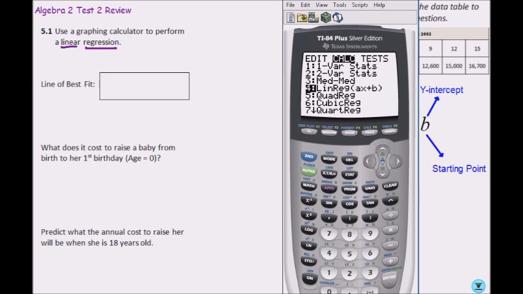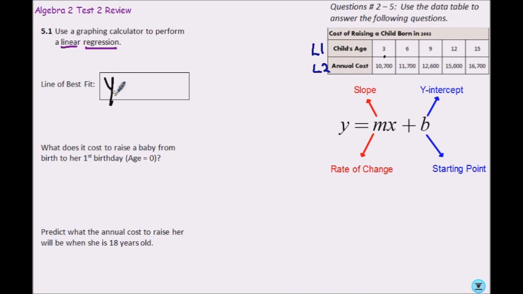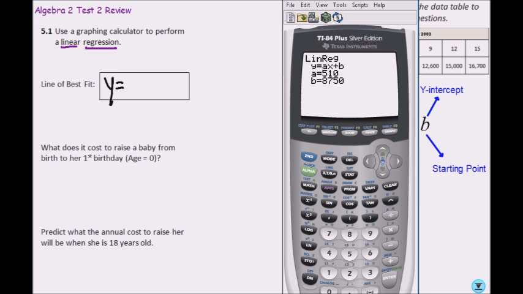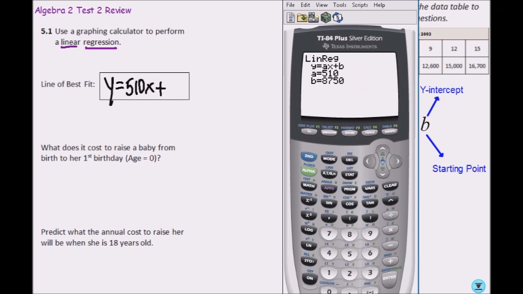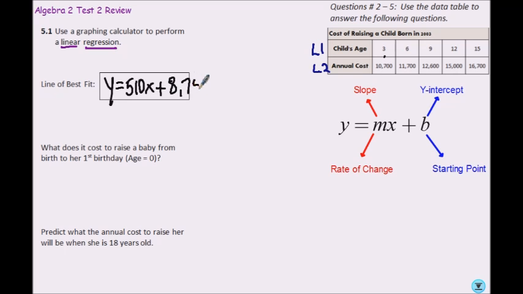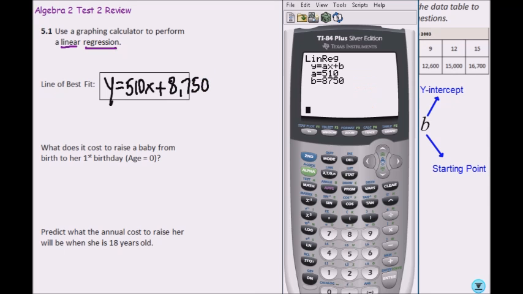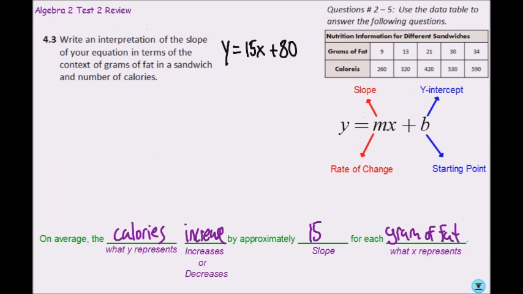So I can go ahead and hit enter, and it says linear regression ax plus b, we're good, and then I hit enter once again, and it tells me a and b. So what I would do is write down that equation. So I've got y equals 510x plus b, which would be 8,750, right? And if you went back and compared the equation that we came up with, let's look back at 4.1.